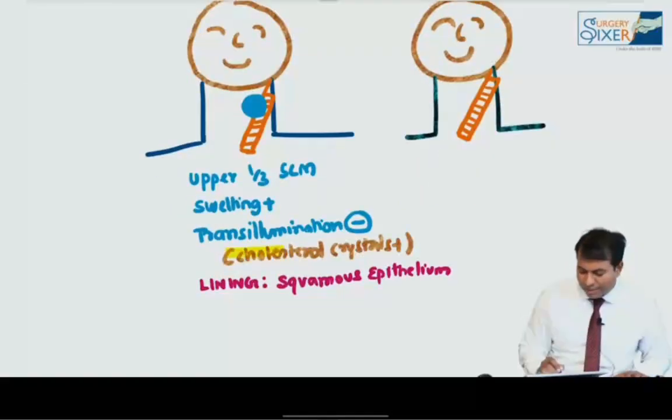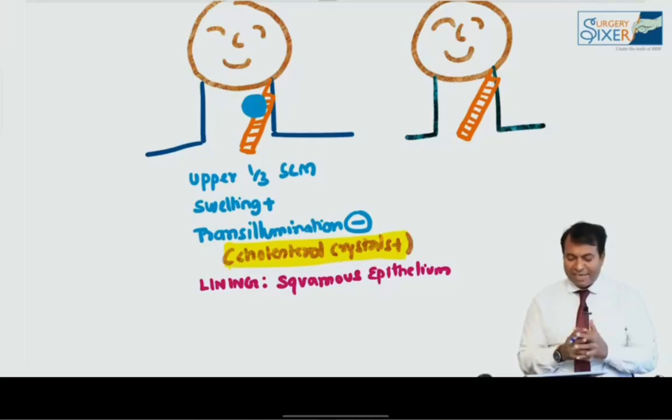Please don't forget, this cholesterol crystal is an MCQ. Which other swelling will have cholesterol crystals? Hydrocele will also have cholesterol crystals. So branchial cyst has cholesterol crystals.